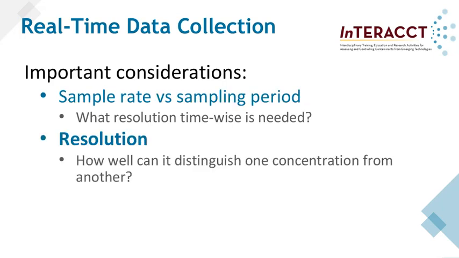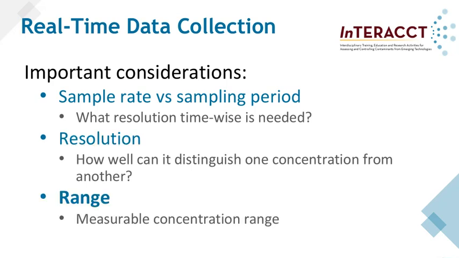The other concern is the resolution of the sensor. How well can the sensor distinguish one concentration value from another? So for example, when a concentration increases, how much does it have to increase before the sensor recognizes that increase? Ultimately, resolution is a limitation of the sensor itself, and nothing can be done about it other than buy a more expensive sensor that has a higher resolution. And then a final consideration is the concentration range over which you expect to be measuring. And can the sensor take readings within that range or not?